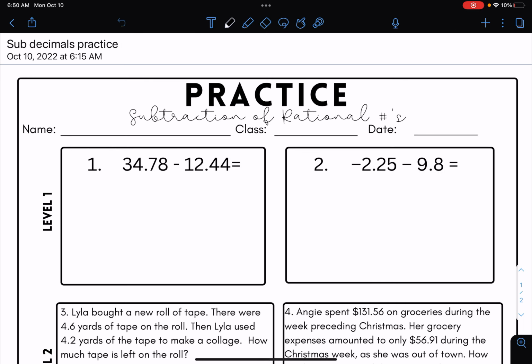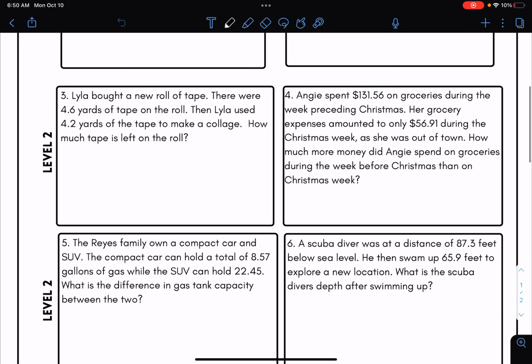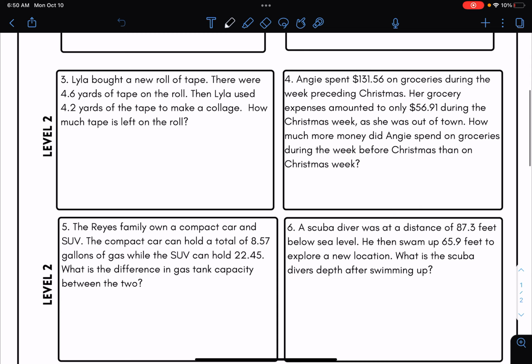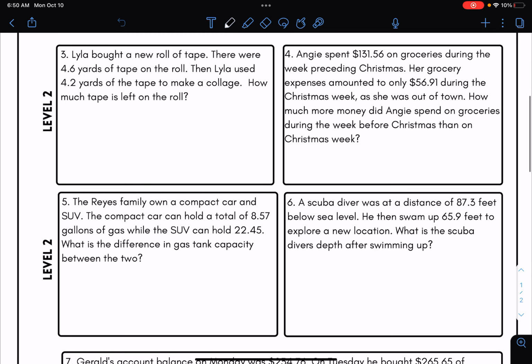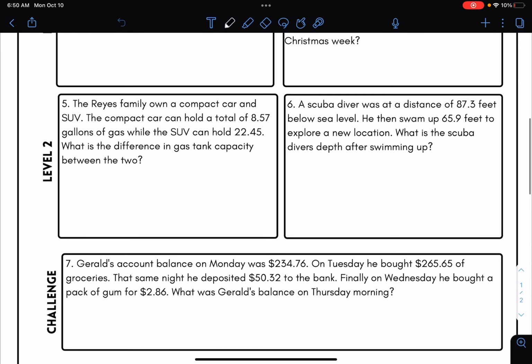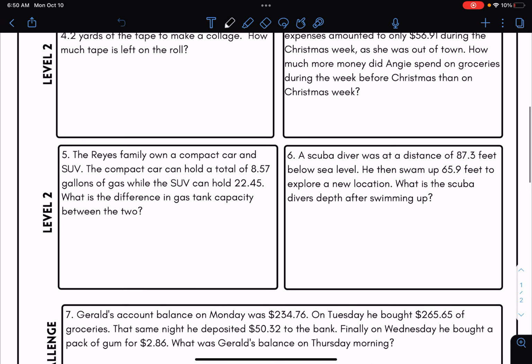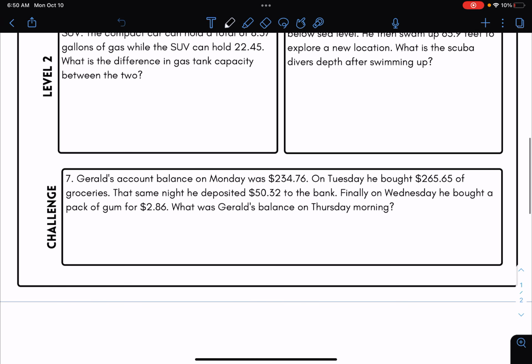is this handout. Okay. So the first two, level 1 is simple. It's just plain number problems. Level 2 is word problems that are maybe a little bit harder than the first ones. And then level 2 is going to be, of course, oh, all 4 of those are level 2. Sorry, I thought it was a level 3. And then you have the challenge question.